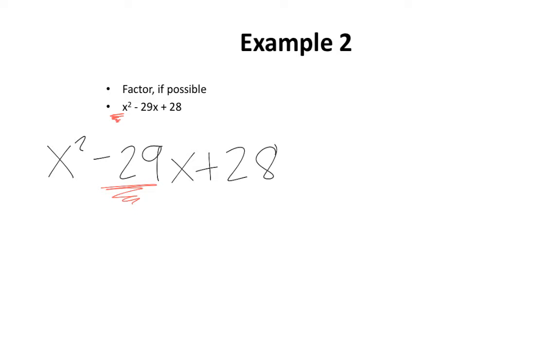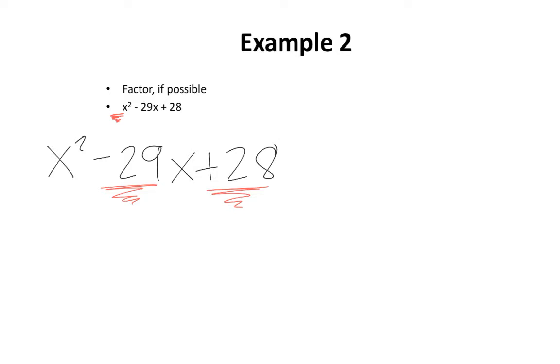In our second example, we want to factor this quadratic expression x squared minus 29x plus 28. You'll notice that there is a coefficient of 1 in front of the x squared. However, it is not written in. Let's begin by rewriting our question. X squared minus 29x plus 28. I want you to take a close look at the numbers that are present within this expression. I have a coefficient of negative 29, and I also have a constant of positive 28.